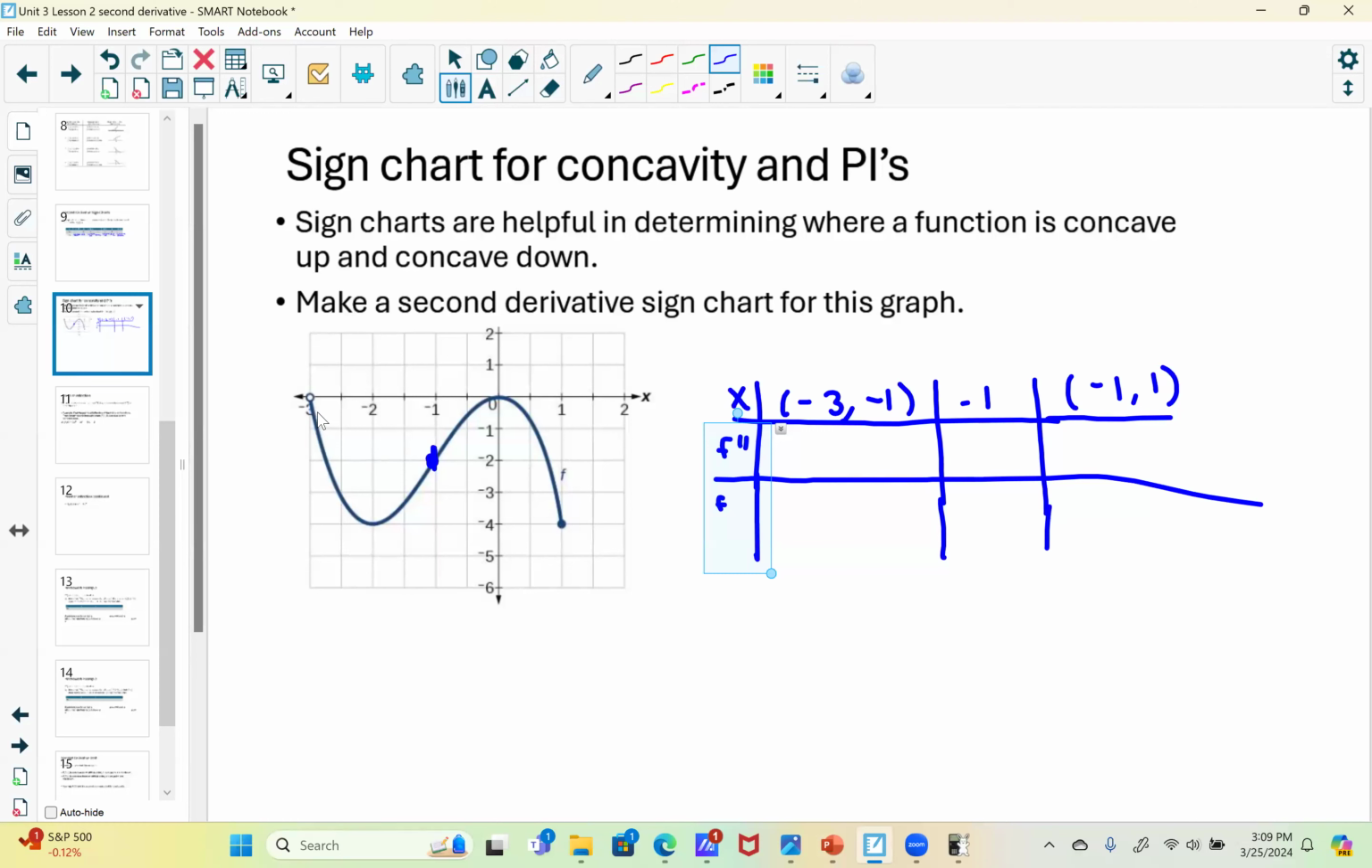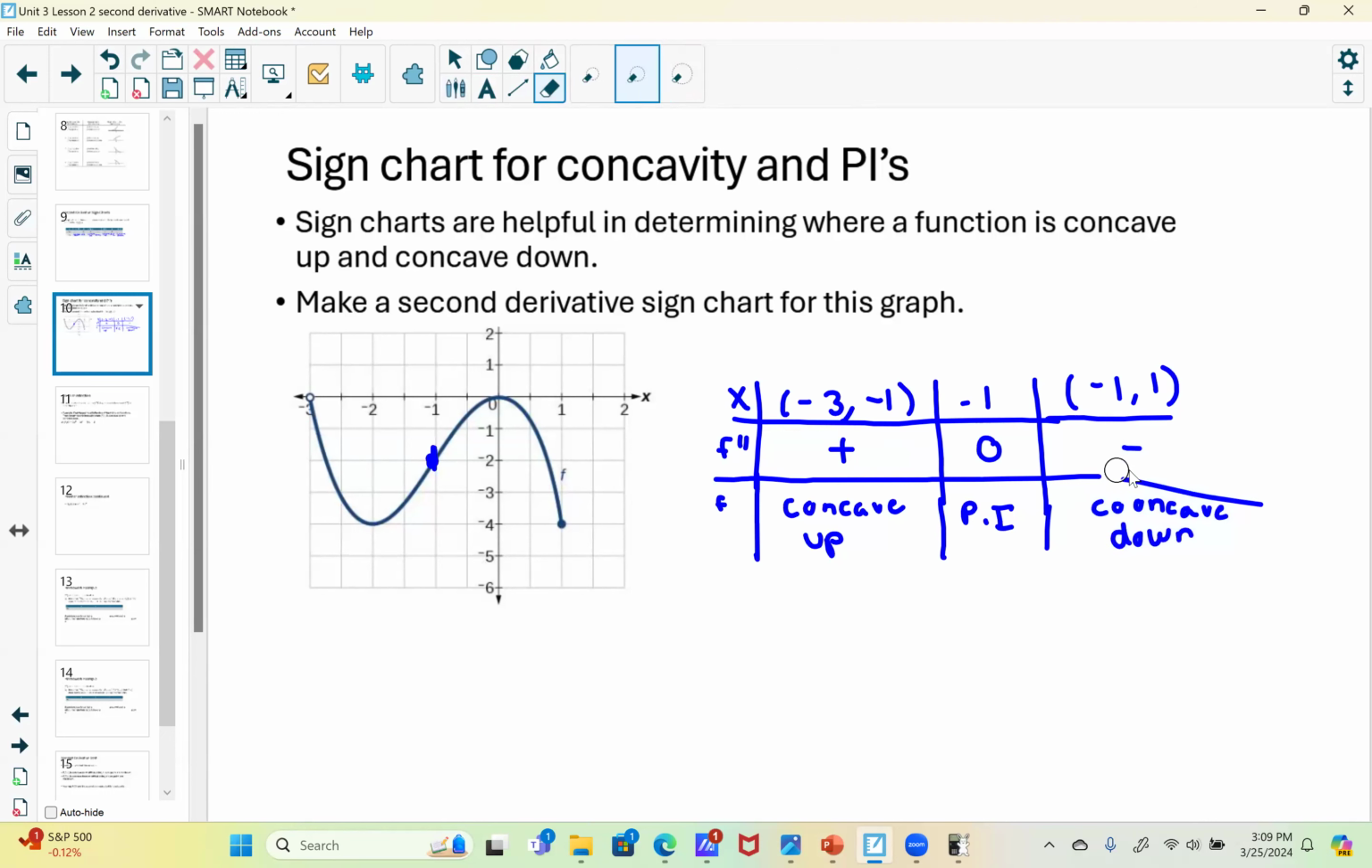I'm going to fill in f because it's easier to see with the graph, but f is concave up from -3 to -1, which means the second derivative is positive. Okay, you can either put a plus sign or put positive. At -1, the second derivative is going to be 0 because this is a point of inflection. And from -1 to 1, my function is concave down, it's curved downwards. And so the second derivative is negative. And so that is my second derivative sign chart.